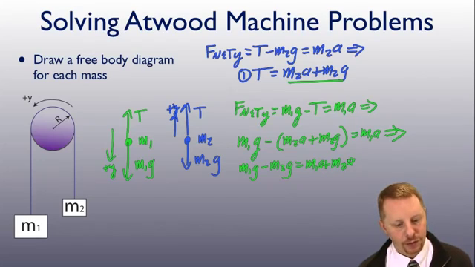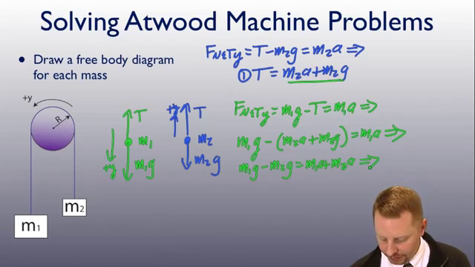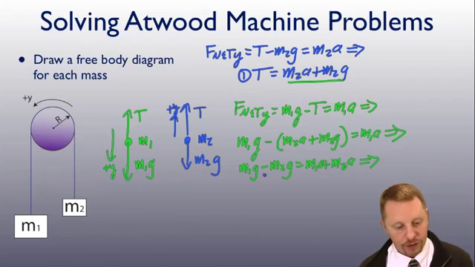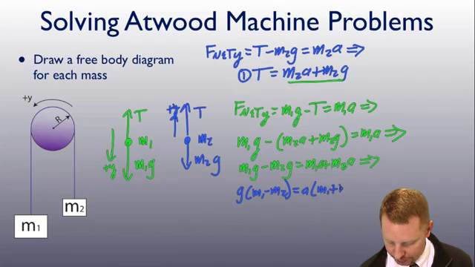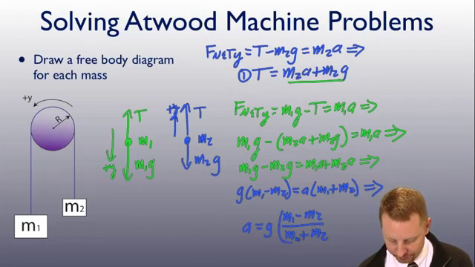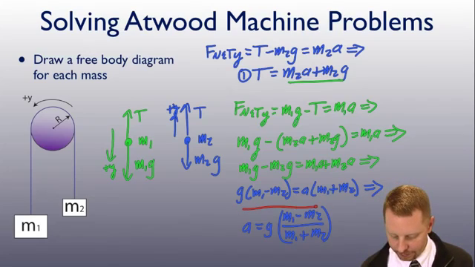What I'm going to do now is rearrange this to solve for the acceleration. So what I can do here is pull a g out of the left-hand side. g times (m1 minus m2) must equal a times (m1 plus m2). We're solving for a by itself. a equals g times (m1 minus m2) over (m1 plus m2). I've solved for the acceleration of the system.